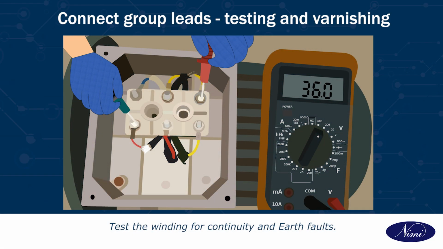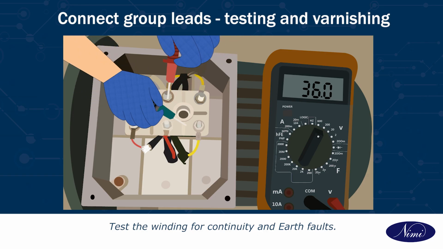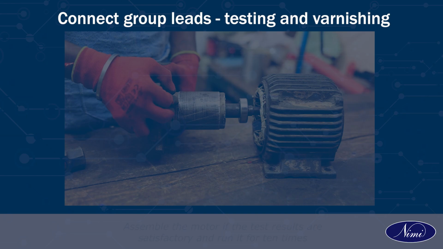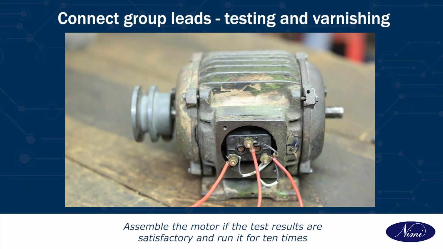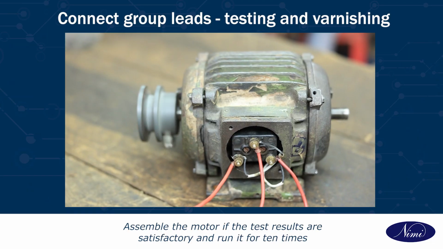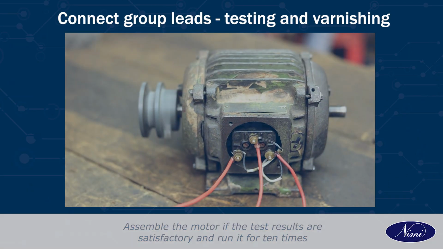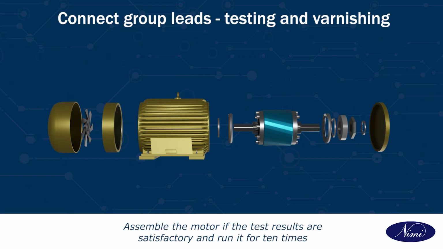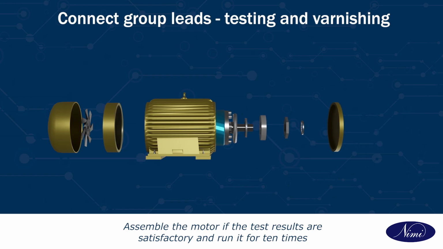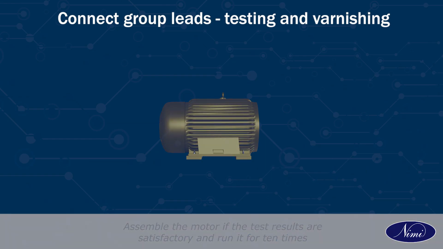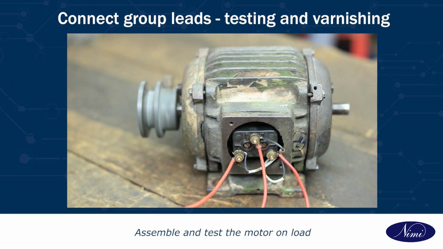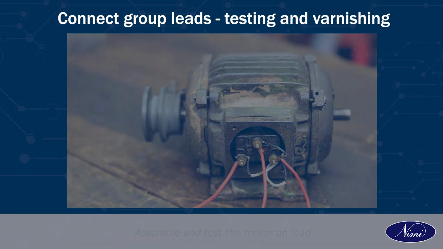Test the windings for continuity and earth faults. Assemble the motor if the test results are satisfactory and run it for 10 minutes. Dismantle the motor, impregnate the windings and dry them. If the results are okay, assemble and test the motor on load.